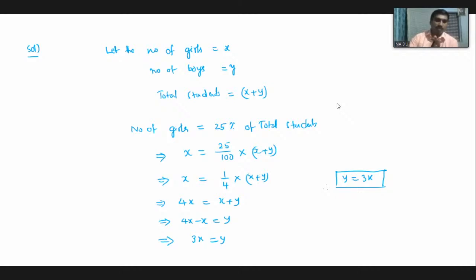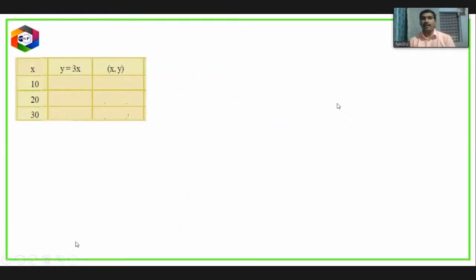Now I am moving to the next one. Let us observe that. Here, this is the graph. Y equal to 3x we got. Since the number of children will be more, instead of taking 1, 2 and 3, I am going to take 10, 20, 30 like this, based on that.